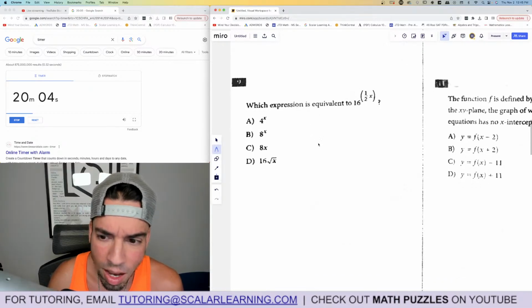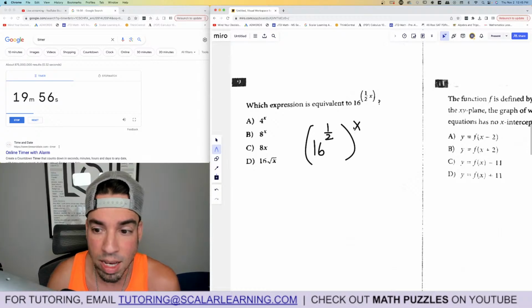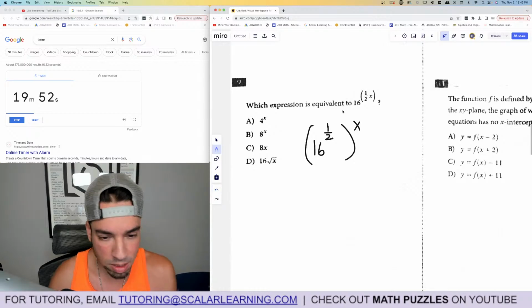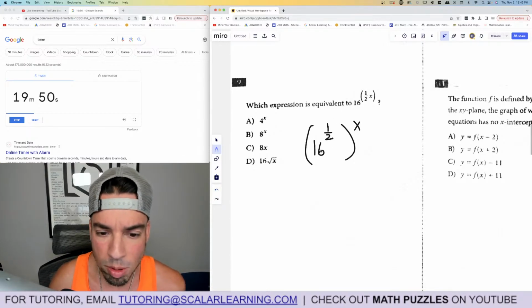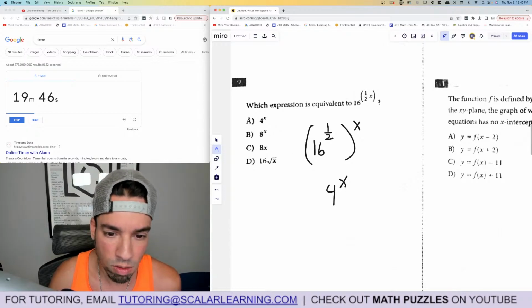Number 9, which expression is equivalent to this? Well, I can say this is 16 to the 1/2, wait, they're multiplying. I can say 16 to the 1/2 to the x, right? It's the same thing because this would multiply in and bring us back to that. So I can simplify this a little bit because 16 to the 1/2 means the square root of 16, which is 4. So it's the same as 4 to the x.